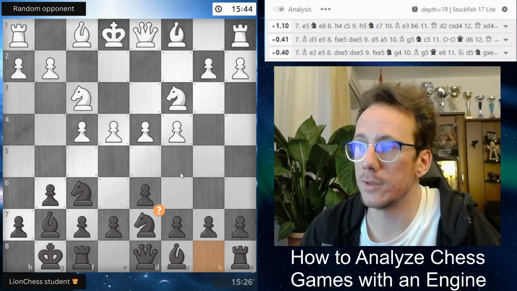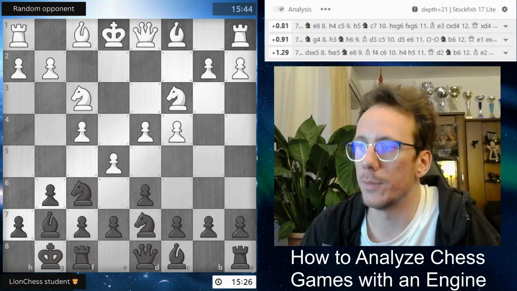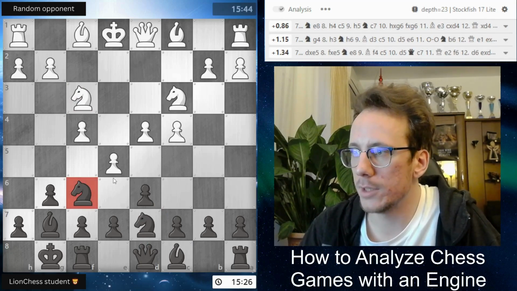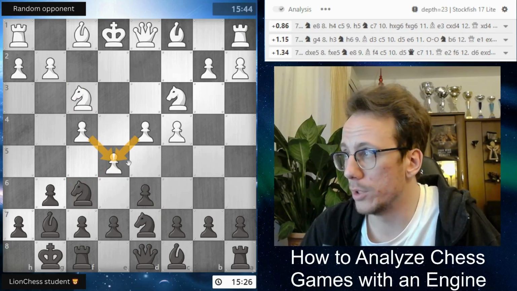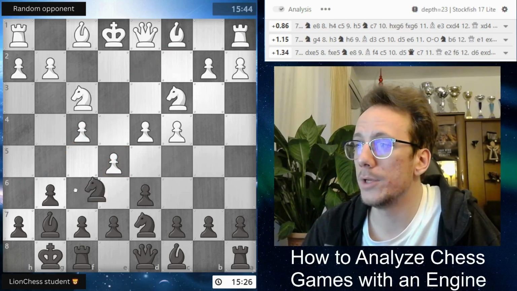Because after knight bd7, this is a very logical looking move, but after e5, there is no good response for black. Why am I saying that? Because even if we take this recapture with whatever they want, probably f-pawn to open up this guy, we have to move the knight somewhere.